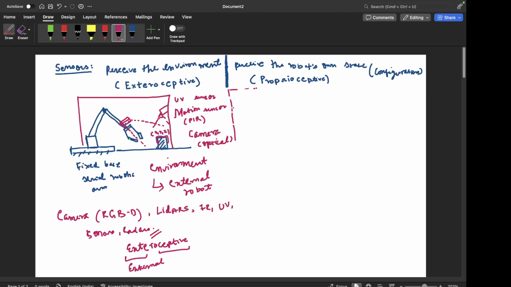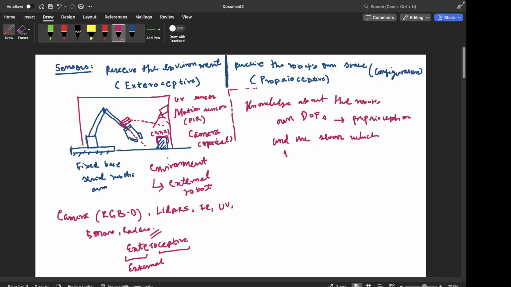So this knowledge about the robot's own degrees of freedom is called proprioception, and the sensors which help us achieve this are called proprioceptive sensors.